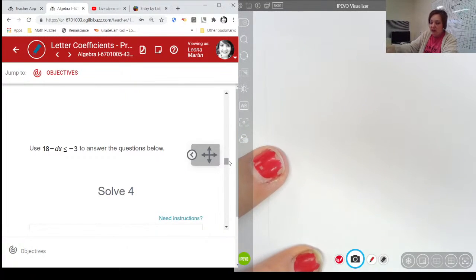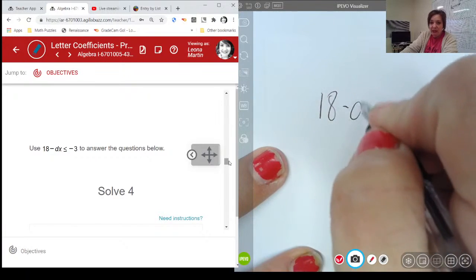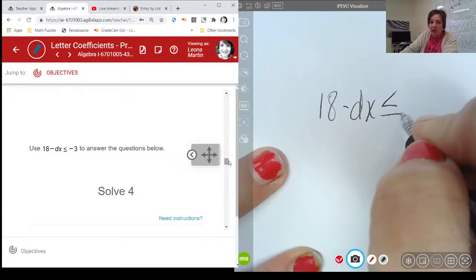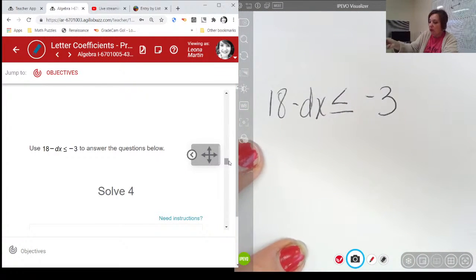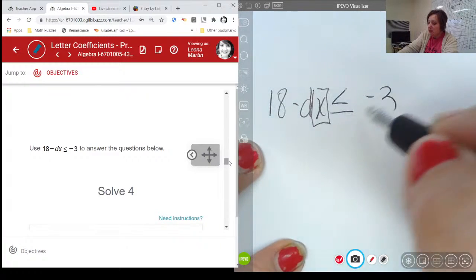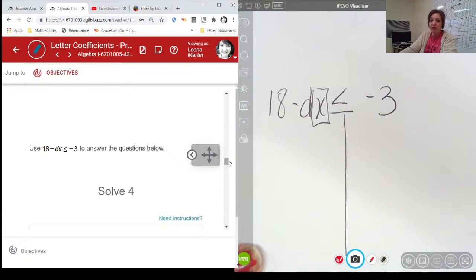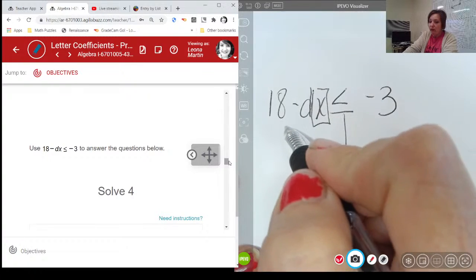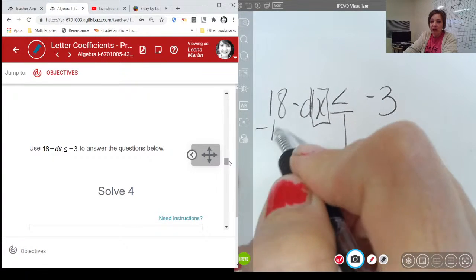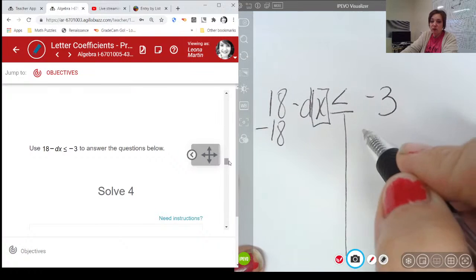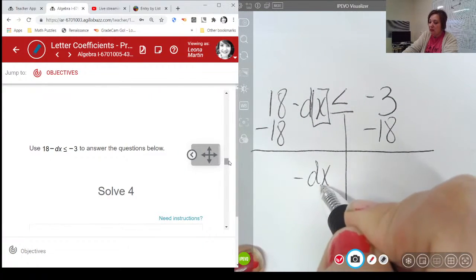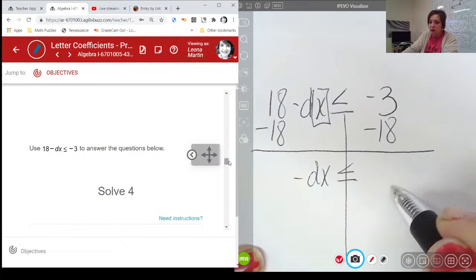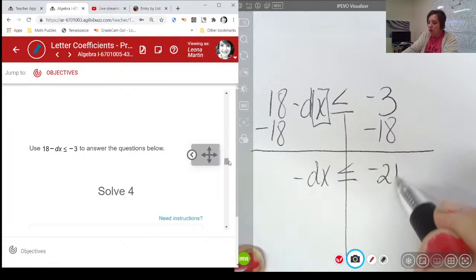So we've got 18 minus dx is less than or equal to negative 3. Okay? Let's solve for x, right? So we're going to get x by itself. What do we want to get rid of first? So how are we going to get rid of it? Subtract 18, because it's a positive, so we're going to subtract, right? Okay, so that's going to give us negative dx is less than or equal to negative 21.